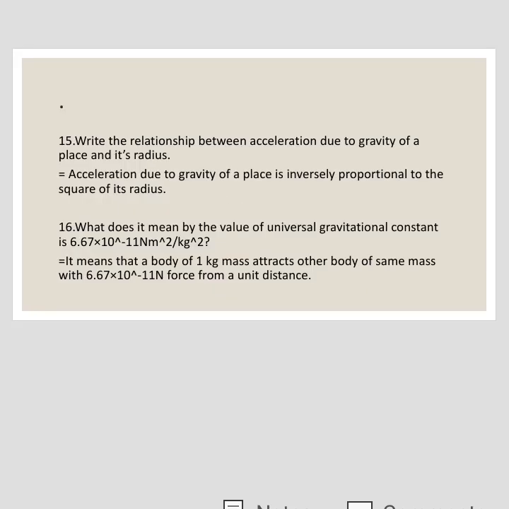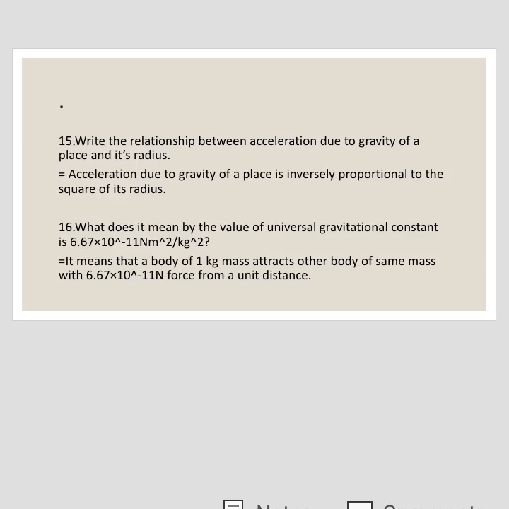And question number 15. Write the relationship between acceleration due to gravity of a place and its radius. Here we know the formula that small g is equal to GM by r square. From that formula we can draw out the relation as g is directly proportional to 1 by r square. So in words, acceleration due to gravity of a place is inversely proportional to the square of its radius.